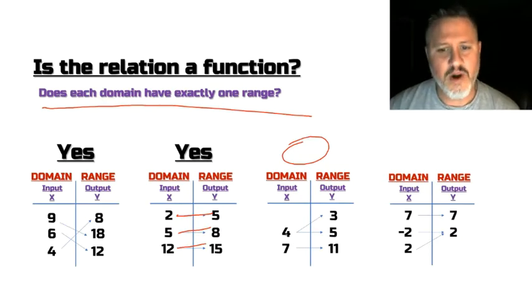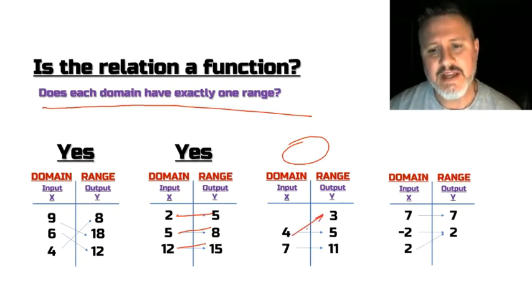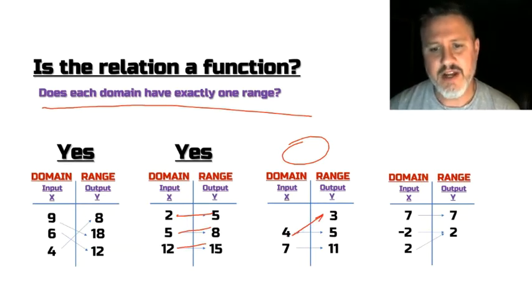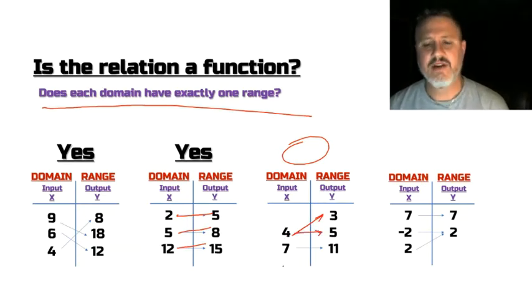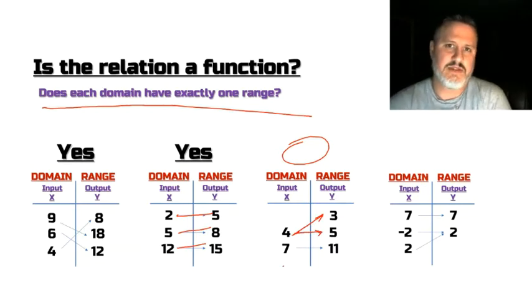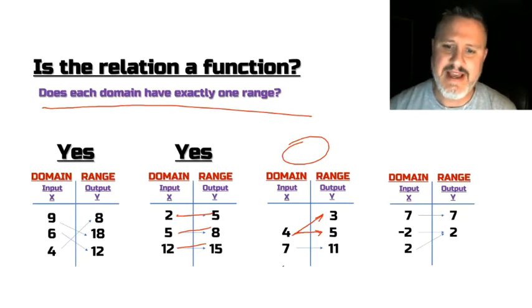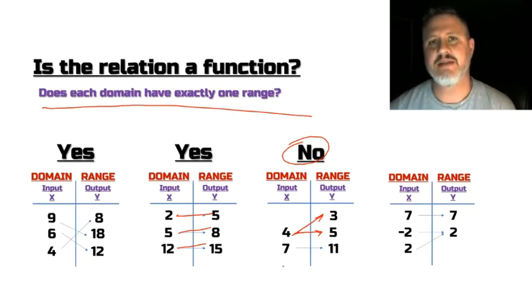Does this 4 have exactly one range? Basically, with this number machine, is it possible that I could turn a 4 into a 3, and then using the same number machine with the same trick, could I turn a 4 into a 5? And the answer is no. Okay, that's what makes it not a function. It's impossible to turn a 4 into a 3 and a 4 into a 5 using the same number machine.